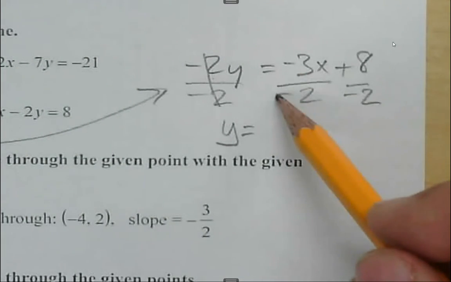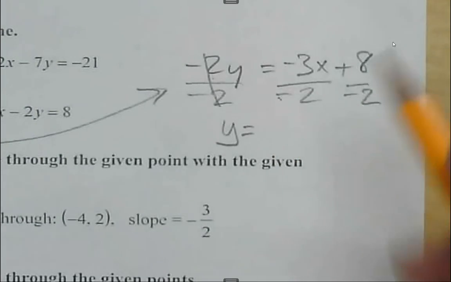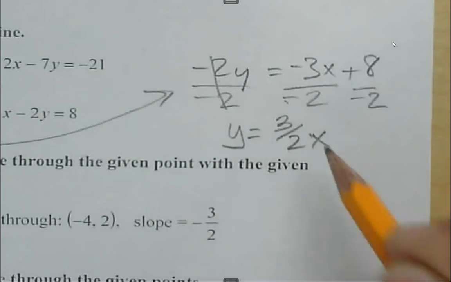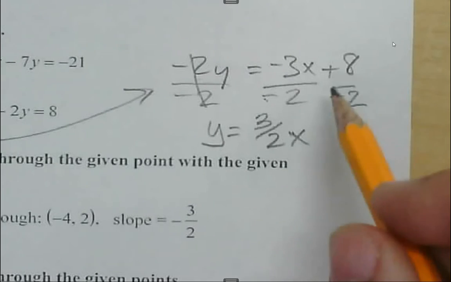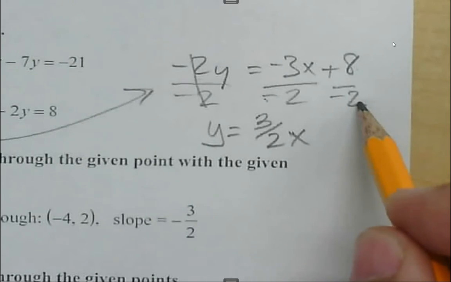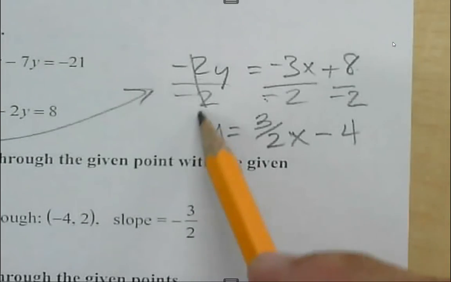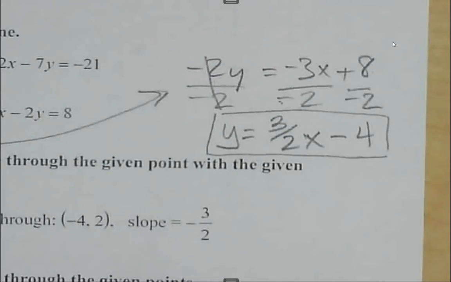Now I've got a negative divided by a negative. A negative divided by a negative makes a positive. So this will be y equals 3 halves x, no negatives anymore. Double negative makes a positive. And then over here, I've got positive 8 divided by negative 2. Positive divided by negative makes a negative. 8 divided by 2 is 4. Here would be my final answer. So a little more math on that one.